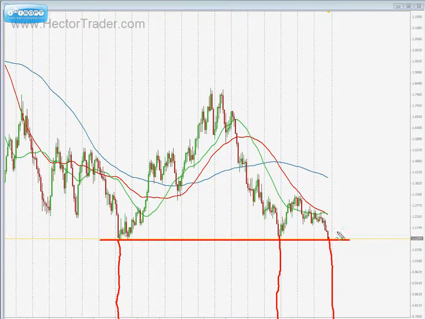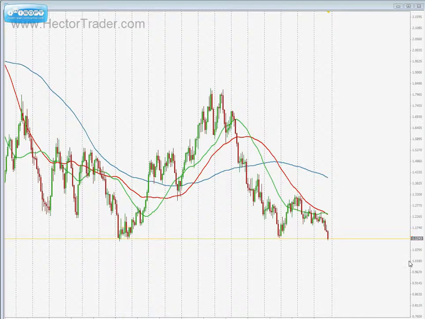Have a look at that. We are banging onto a very long-term support. The current market price has found support at that level twice already throughout the last 13 years, let's be accurate. Throughout the last 13 years, price has found support at this level.